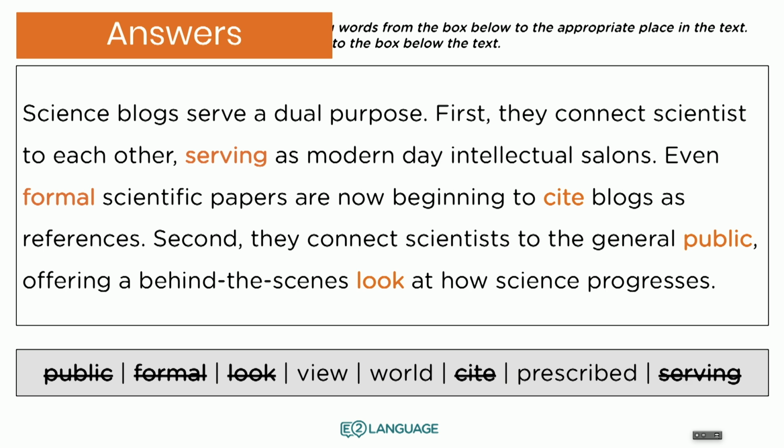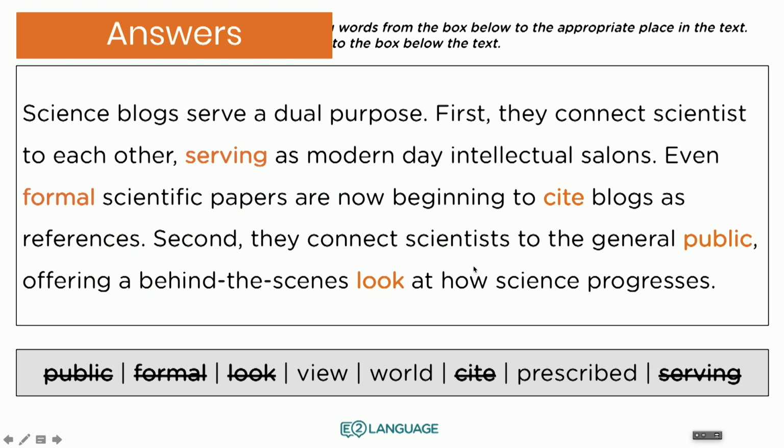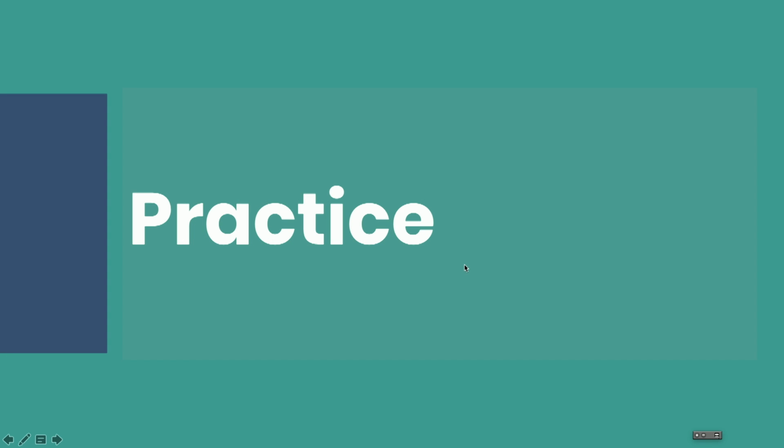All right. Now, look here is kind of interesting because usually we think about look as a verb, but this is look. So it's actually functioning as a noun. This was a particularly tricky one, but hopefully you got some good ideas there about how it works.